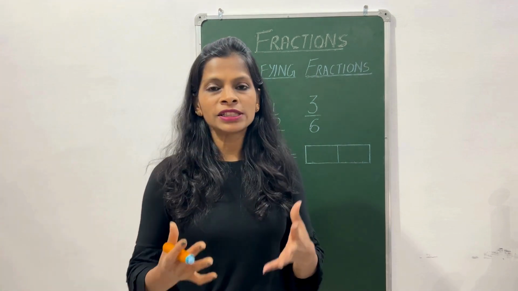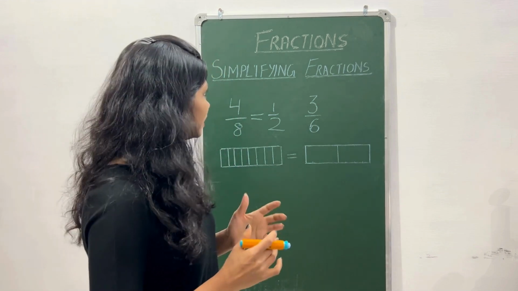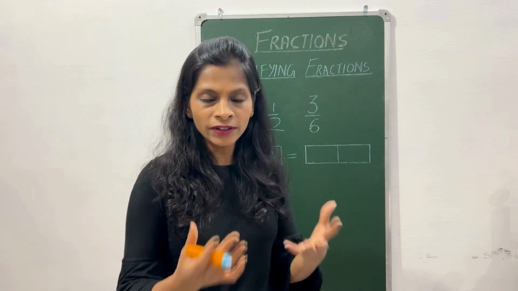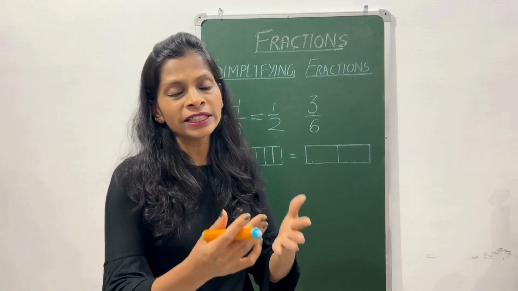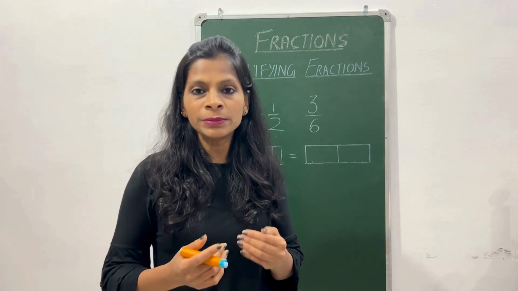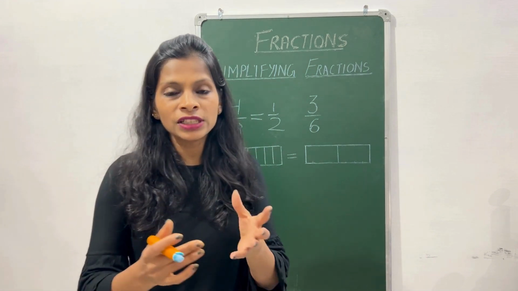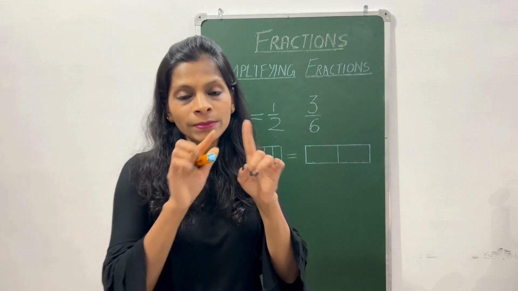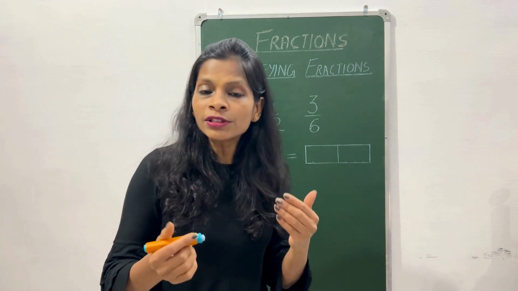But before we begin with simplifying fractions, I just want to quickly recap our learnings about fractions in our fraction series. So we started with what are fractions? Fractions are part of a whole represented by a numerator and denominator. Numerator being the number of parts we have and denominator being the number of parts a whole is equally divided into. Then we learned the different types of fractions: proper, improper, mixed. We also learned representing a fraction on a number line, and then we did equivalent fractions.